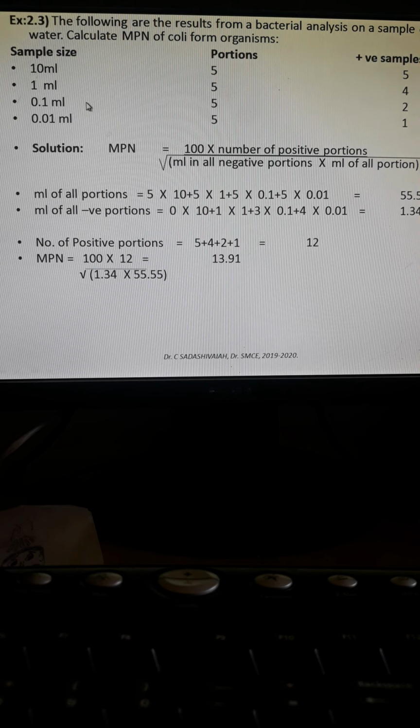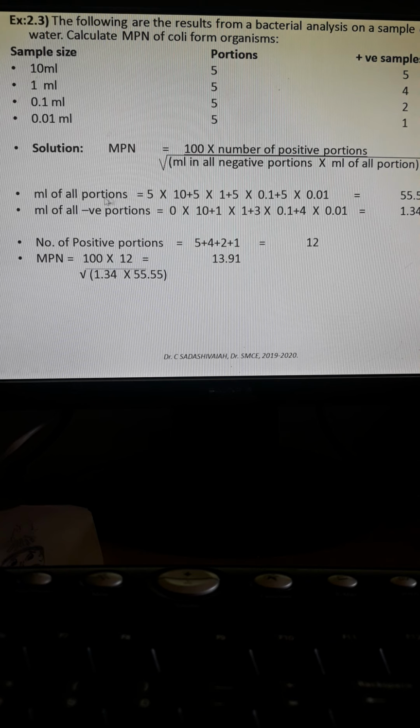In the third set, where 0.1 ml was the sample size, the number of portions is again 5, only 2 portions indicated positive, therefore obviously 3 are negative. Lastly, in the last set, where 0.01 ml was dispensed for all the 5 test tubes, only 1 indicated positive, obviously the remaining 4 indicated negative.